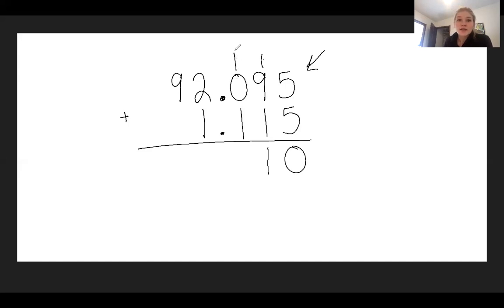And then add up your tenths. 1 plus 2, 2 tenths. Bring down your decimal point. And then add your 2 plus 1 is 3. And then bring down your 9. And you are done. Good job today.